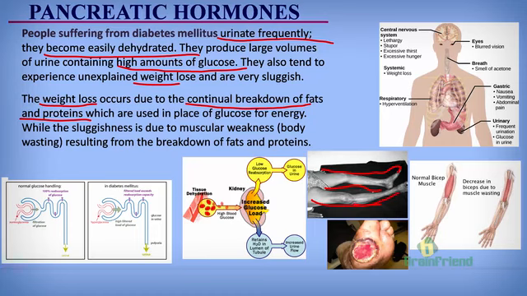The sluggishness or the weakness experienced by diabetic patients is a result of the breakdown of fat and protein from the muscle as well. Remember, the muscle is used to perform various activities. It gives strength and rigidity. It's part of the skeletal system of the human body. When fats and proteins are broken down from the muscle, it will become weak. So this will lead to muscle weakness or muscle wasting.